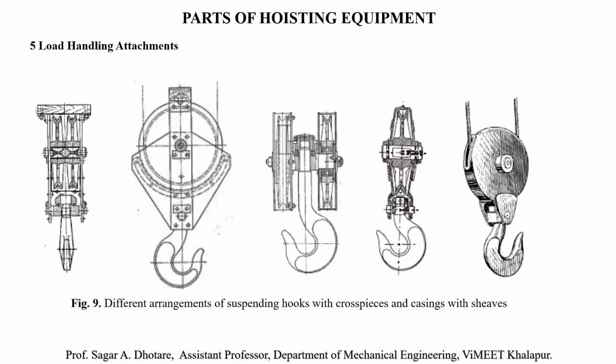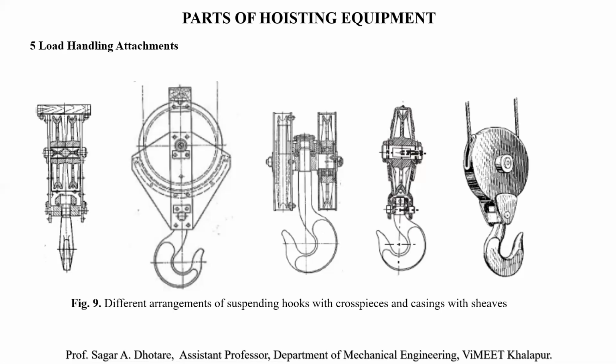The crosspiece is pivoted in the side plates of the casting, usually reinforced with stamps and shackles made up of plain steel. Two or more rope pulleys or sheaves may be mounted on the extended trunnions of the crosspiece. Multiple pulleys may be fitted in the casting as shown in the figure. These are a few of many different arrangements of the suspending hooks with the crosspiece and the casting of the sheaves.